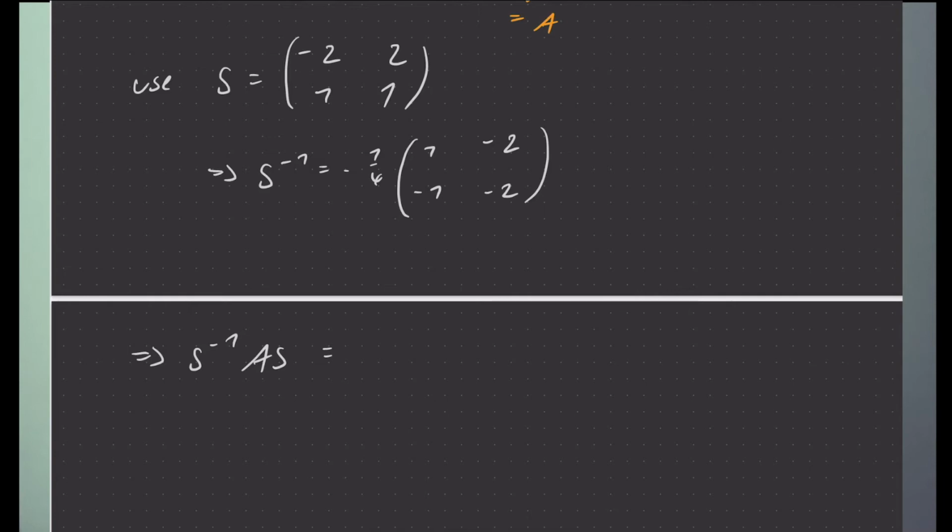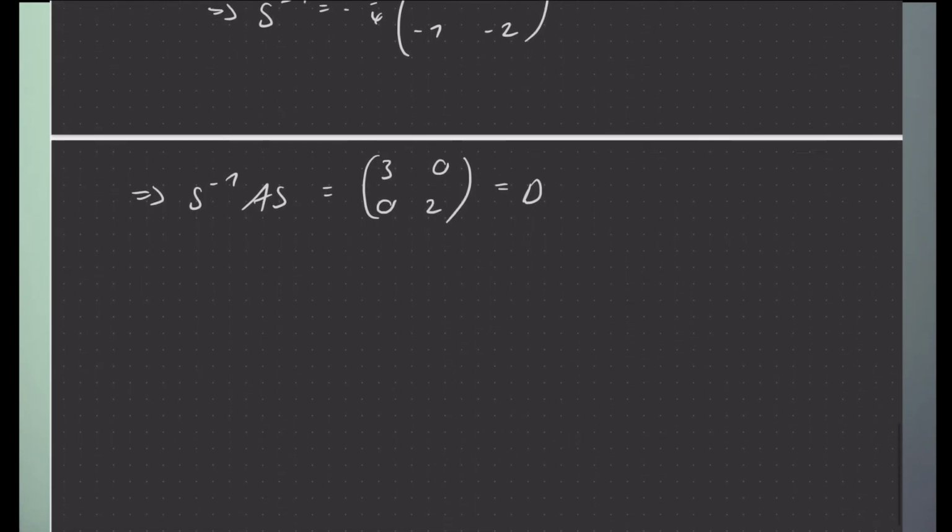If you do that, and I recommend you do, just for practice, then what you get is the following matrix: 3, 0, 0, 2. So we do indeed get a diagonal matrix. So that is the transformation that we wanted.